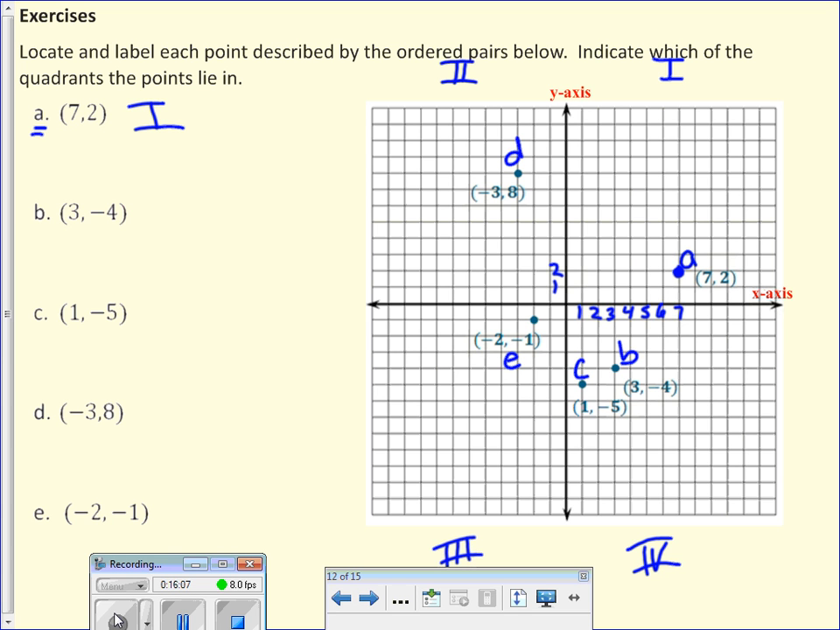So B is in what quadrant? B is in number 2. B was in the 4th quadrant. Gentlemen, please stop calling out. Yes, they have to be written in Roman numerals. So C is in what quadrant? C is in 4. D is in what quadrant? E is in what quadrant?